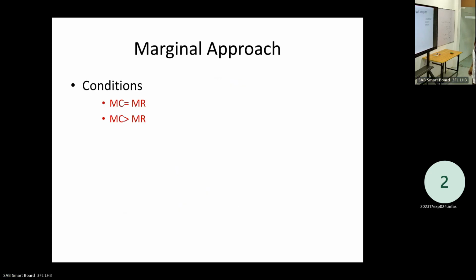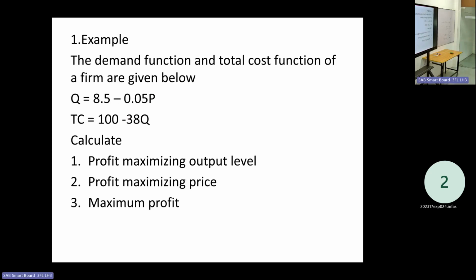Now, according to the marginal approach, as I mentioned, there are two conditions. The most important condition is that marginal cost equals marginal revenue, and there should be a second condition also: marginal cost is higher than the marginal revenue.